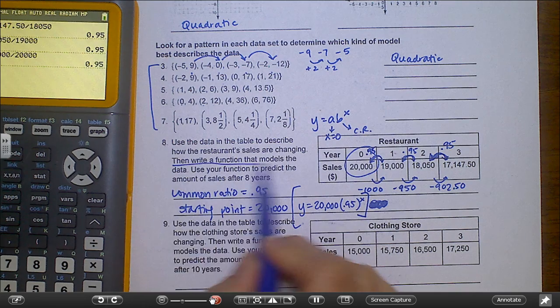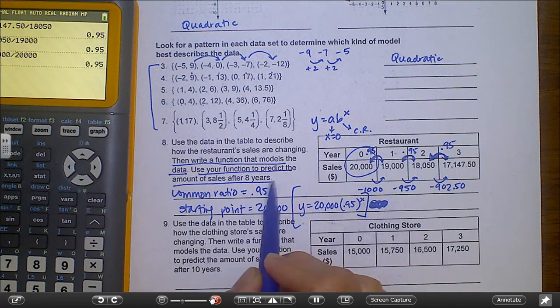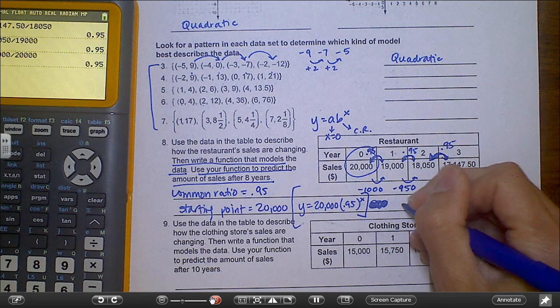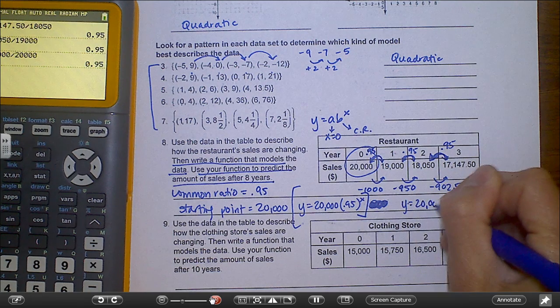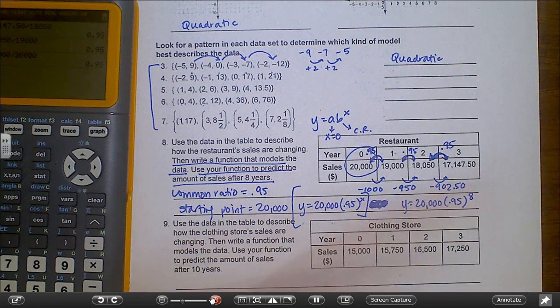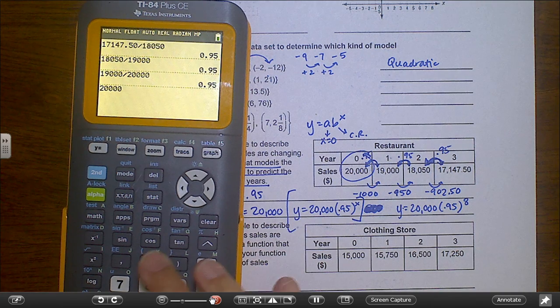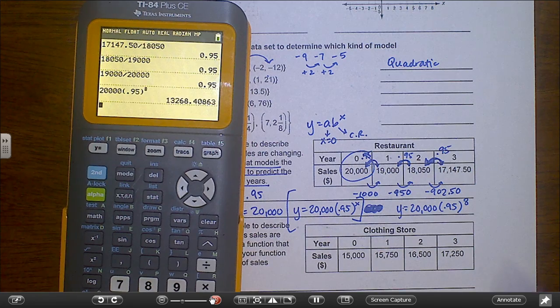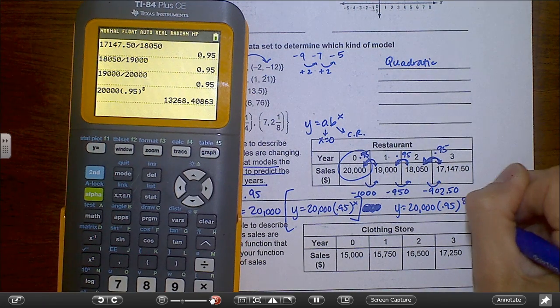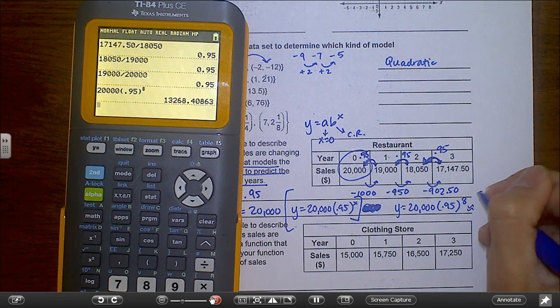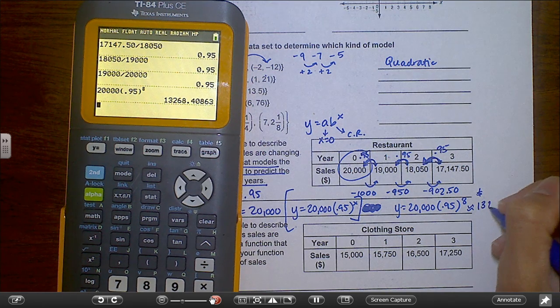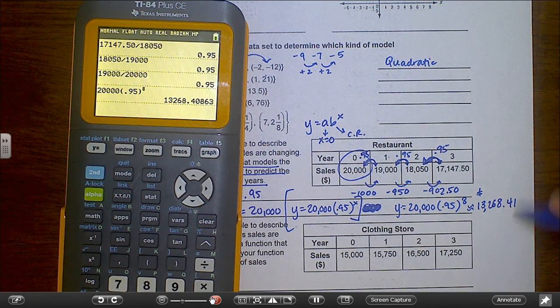So that's my function. And it says use my function to predict the amount of sales after 8 years. So I plug 8 in for x. So y equals 20,000 times 0.95 to the 8th. And that is approximately, this is dollar values? Yes, okay, $13,268.41. Since you're talking money, you want to round it to the nearest hundredth.